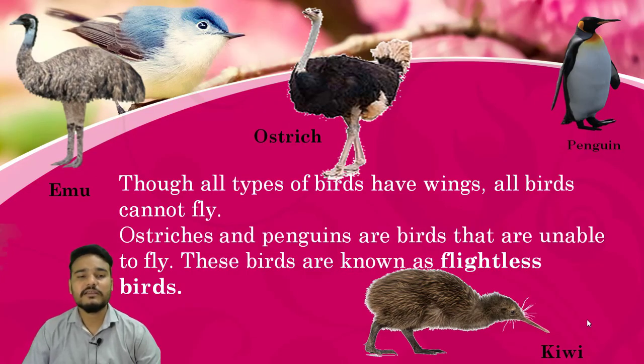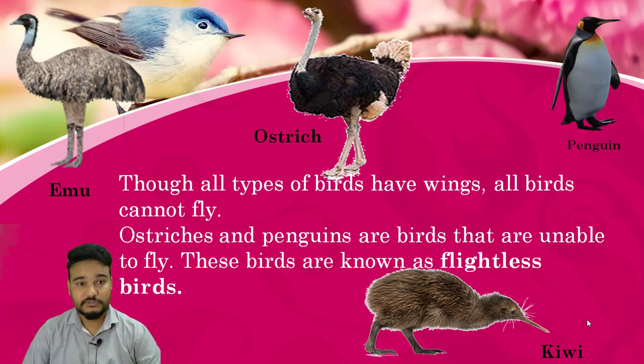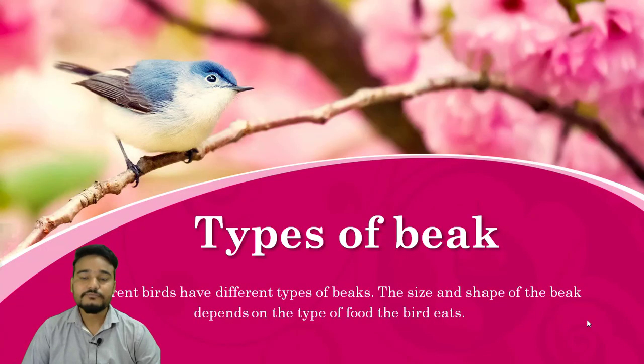We have seen flying and all that, but not all birds can fly. Some birds cannot fly, like the emu, ostrich, penguin and kiwi. Few birds are there that cannot fly. These birds are called flightless birds. They have feathers and wings, but they cannot fly.